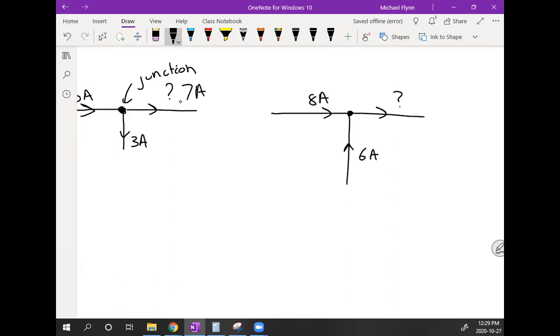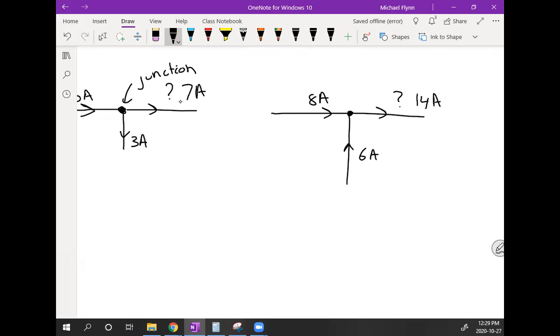See, the 6 and the 8 are now getting combined at our junction point, and they flow out. There always has to be at least one path that leads out of the junction. So in this case, it's the path on the right. That's got the unknown current. Well, 8 cars arrive at an intersection, plus another 6 are arriving from underneath. That makes a total of 14 cars. So how many had to exit the intersection? Well, it would have to be 14 amps, right?